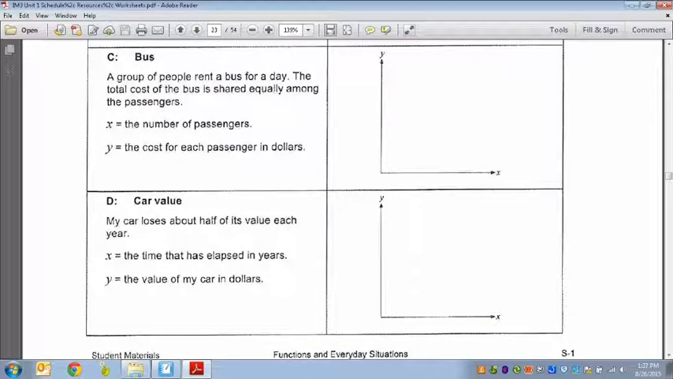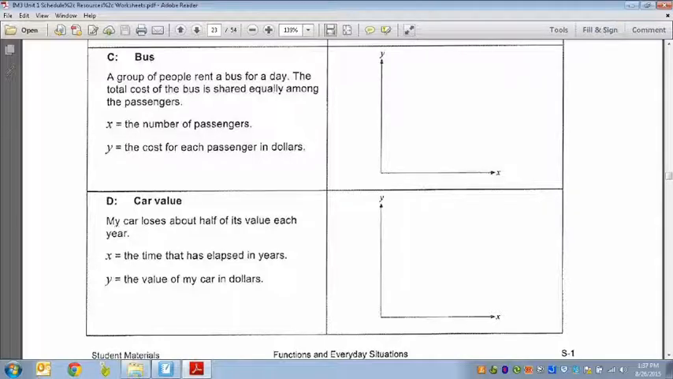Okay, so let's talk about the bus. A group of people rent a bus for a day. The total cost for a bus is shared equally among the passengers. Schools inherently do this. So if you're an athlete or part of a choir or a band or something like that, you need to rent a bus, right? You pay like $5 and someone does the math for you, how much you need to pay. But if you think about it, that work has to be done somehow.